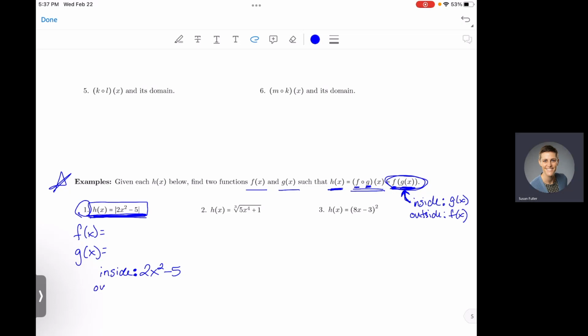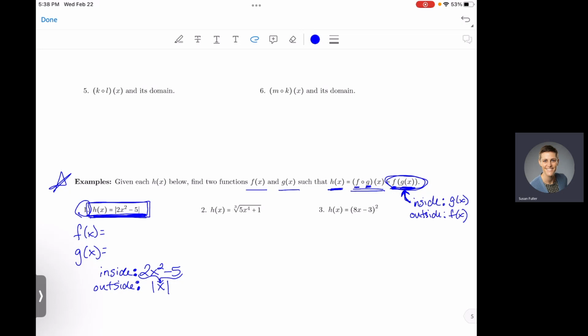Okay, so what's my outside function then? Well, the thing on the outside is the absolute value, right? If you're not sure what to put in the middle, put the function and then put an x in it. So my outside function is the absolute value of x. So that when I take my inside function and I plug it into x in my outside function, what I get is this h of x that we started with.